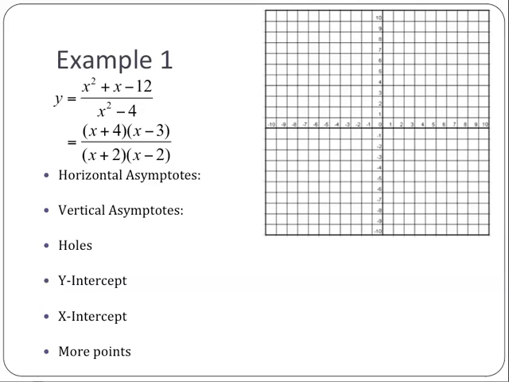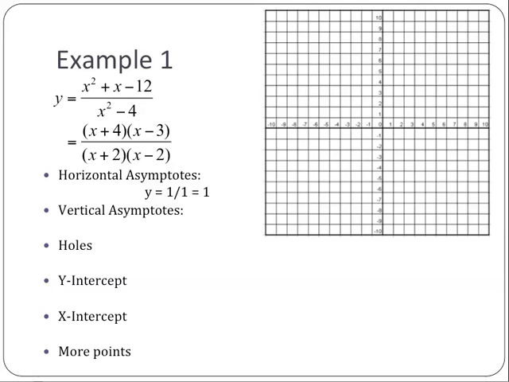Now, let's start with finding the horizontal asymptotes. Let's compare the degree of the numerator and the denominator. In this case, they are the same, so that means we are going to divide the leading coefficients. Dividing the leading coefficients, we have y is equal to 1 over 1, which is equal to 1. So we have a horizontal asymptote at y equals 1.